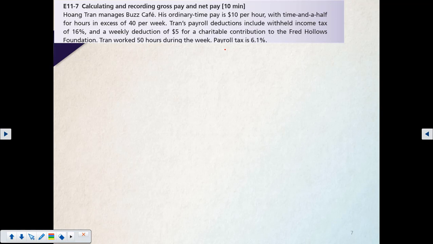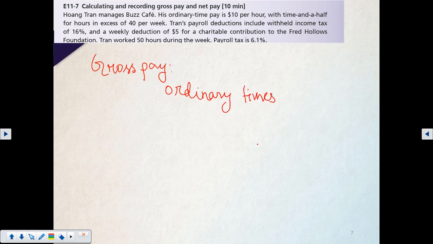Now let's calculate the gross pay for this. 550, very good. Gross pay: ordinary time is going to be $400 because it's going to be 10 into 40, and then overtime is going to be $15 into 10 hours, which is 150. The total is going to be $550, okay?